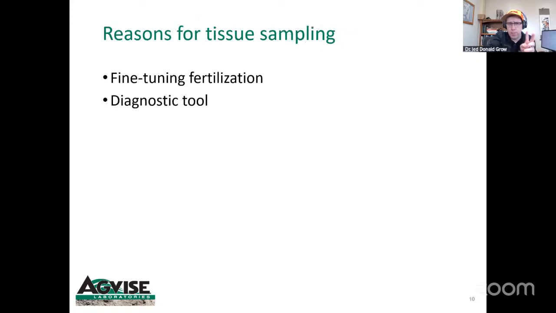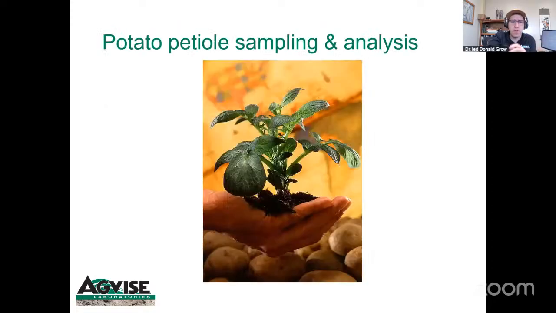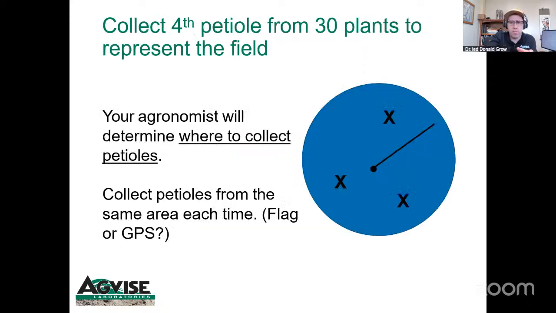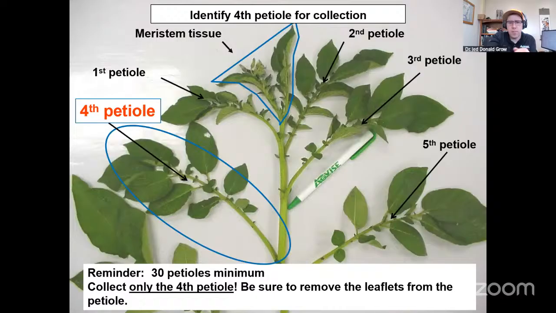So one of the two main reasons is fine tuning your fertilization program. You might put some on, and do we need to side dress later on? Or it's a diagnostic tool: something's gone wrong and we want to check how it is. A good example of the first one would be potato petiole analysis. Potato petioles are sampled weekly, I believe mostly south of the region of the majority of the people here. You collect about 30 petioles from different areas of the field. You'll send them in. It's typically the fourth petiole.